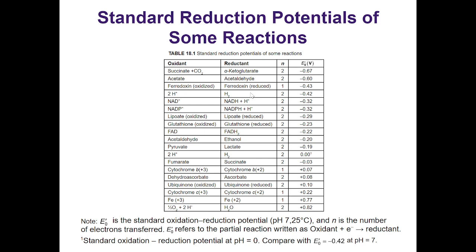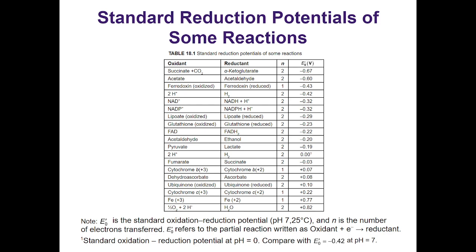Okay, so 2 H pluses going to H2 here, right there. This is the standard condition, right? And that's why that's 0. So we're referencing the standard half cell versus the standard half cell.